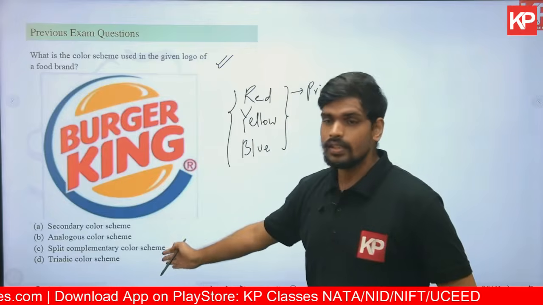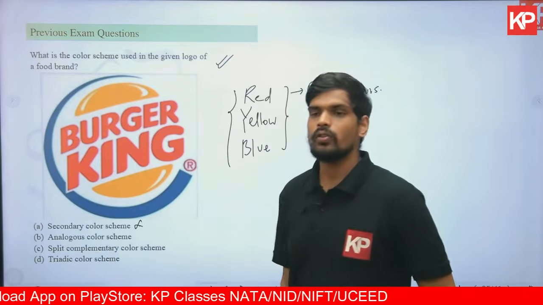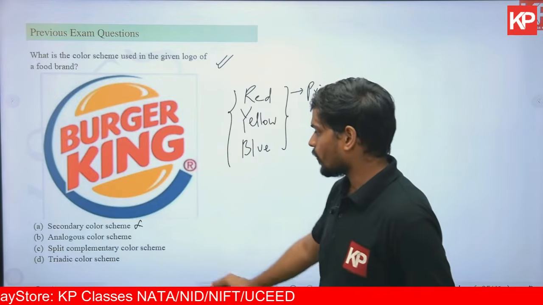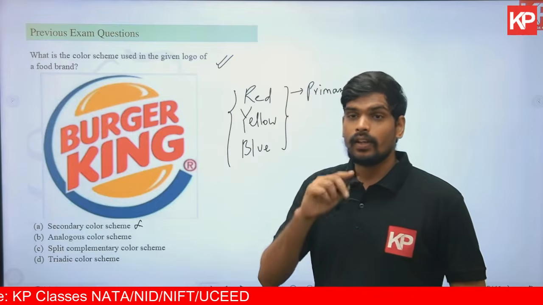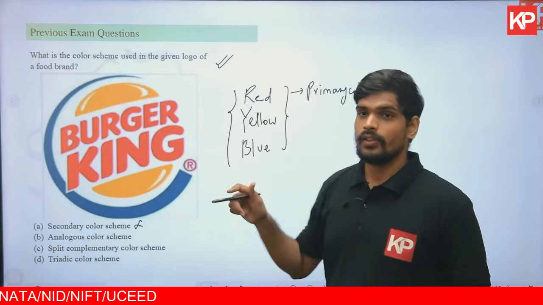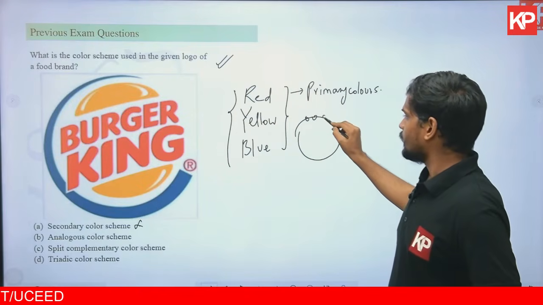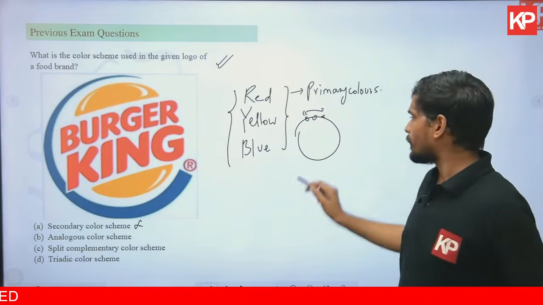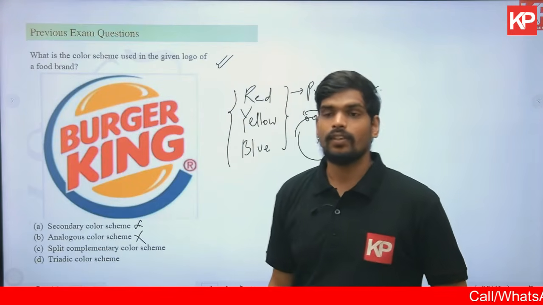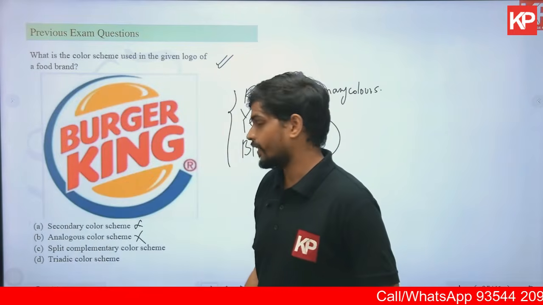Do you have primary colors in the options? Let us see the options once. Secondary color scheme, obviously no, not secondary color scheme, because these are primary colors, red, yellow and blue. Second option, analogous color scheme. On a 12-part color wheel, what are analogous colors? 3 continuous colors. Do you find red, yellow, blue continuously on a color wheel? Are there similar colors continuously on a color wheel? Absolutely no. Analogous color scheme also is incorrect, because analogous colors are similar colors which are continuous on a color wheel, right? We studied already under color scheme.